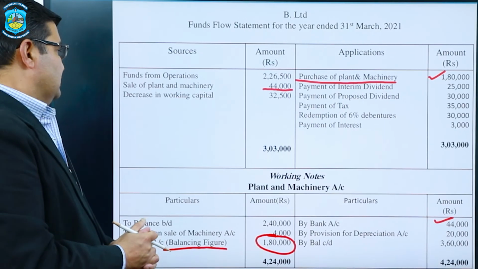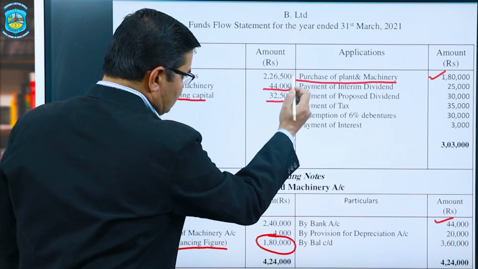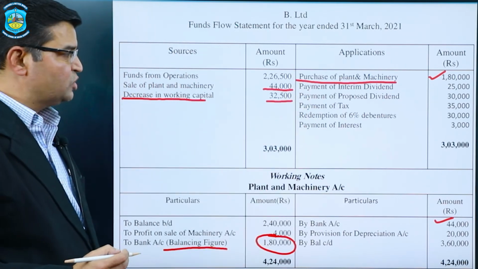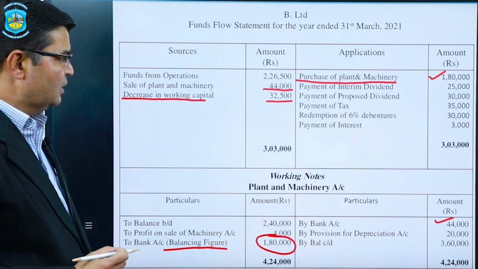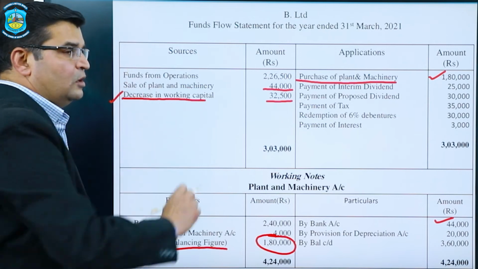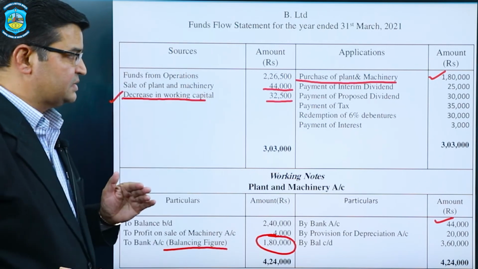Now, this decrease in working capital, which amounts to rupees 32,500, has already been obtained with the help of the schedule of changes in working capital. So this 32,500 is the decrease in working capital, which is one of the most important sources of funds, right?